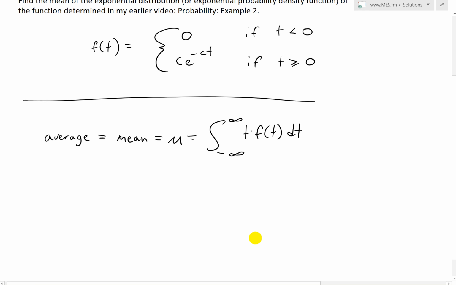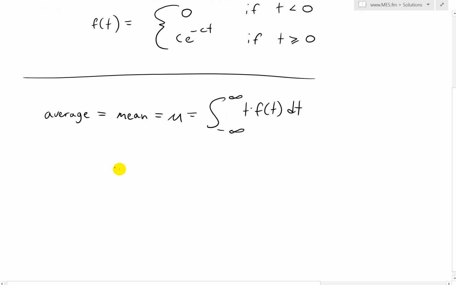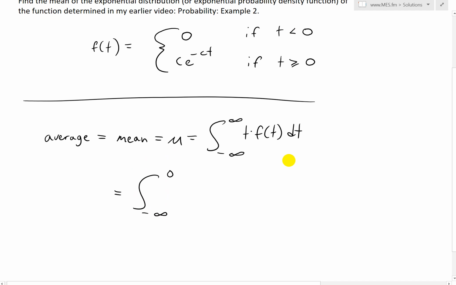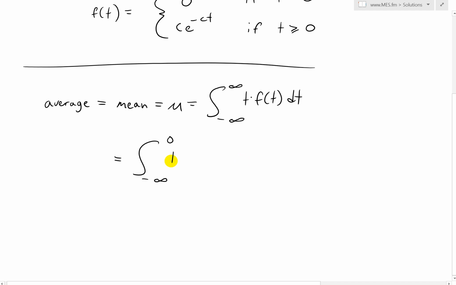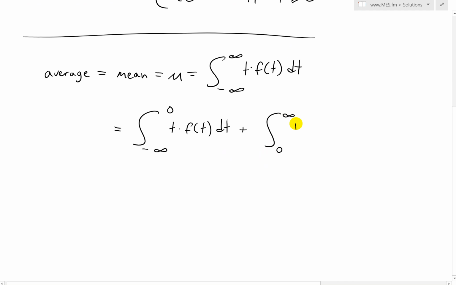Now in our case, our probability density function f of t is broken up into two parts. So we can break this integral into two parts. We go from negative infinity to 0, because there t is less than 0, of t times f of t dt, and then plus the integral from 0, anything greater than 0, up to infinity, of t f of t dt.